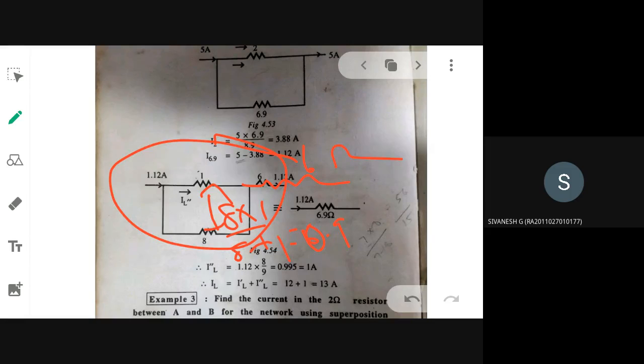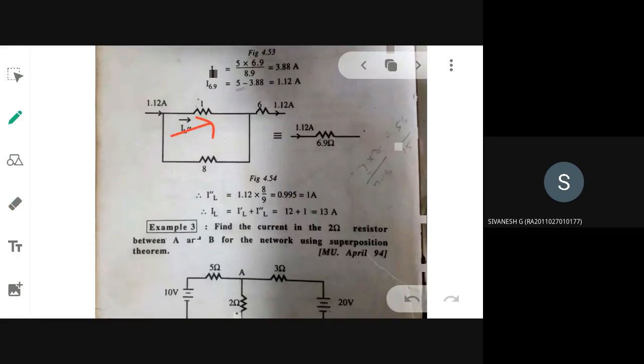Okay, that way only they have drawn that circuit. And again, how have they found the current through this 1 ohm resistance, which is required to sum up with the earlier value? So how have they found it here? Tell me. The total current is how much?